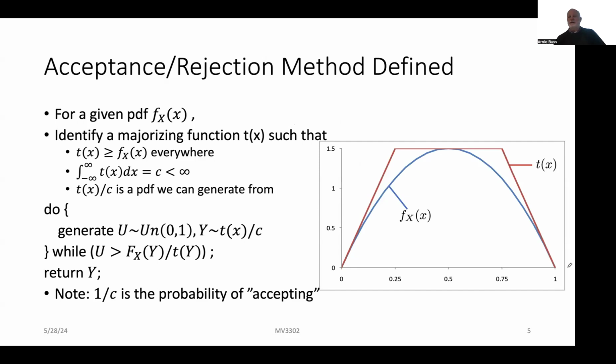And so let's start with a simple PDF. So here's one that looks kind of like a parabola. The blue is the PDF, probability density function. And the idea is to define something called a majorizing function. Now this is a function which is not a PDF, but it majorizes the PDF.